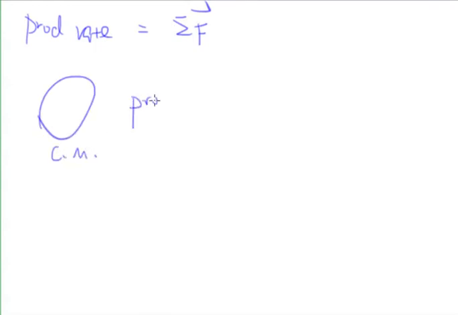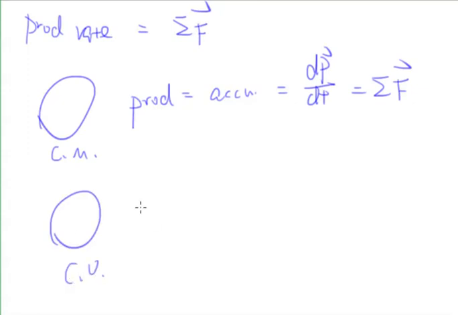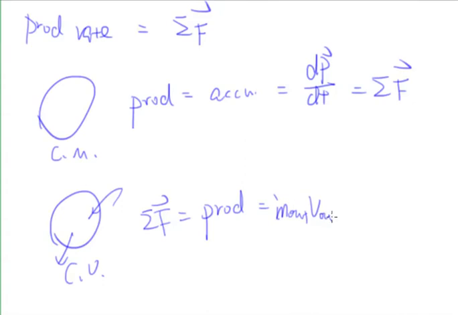For momentum, Newton's law tells us that the production rate equals the summation of forces applied to the system. So for control mass, production equals accumulation equals dp/dt equals sigma F. For control volume, we have inflow or outflow. So sigma F equals production equals outflow, which is m dot out v out minus m dot in v in, and also plus the accumulation term.